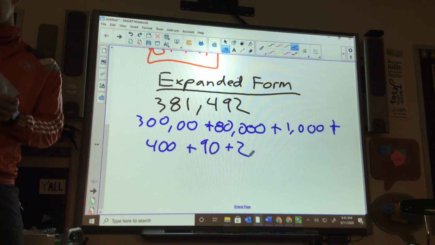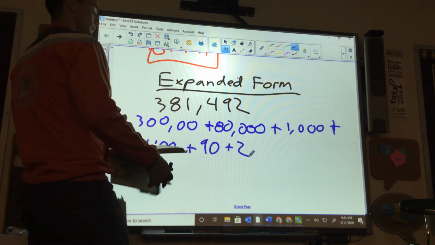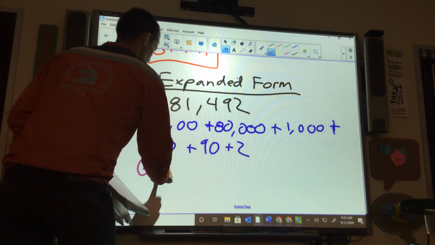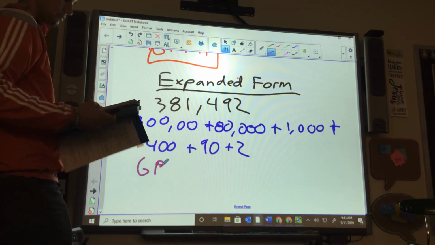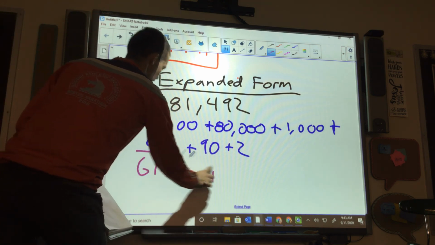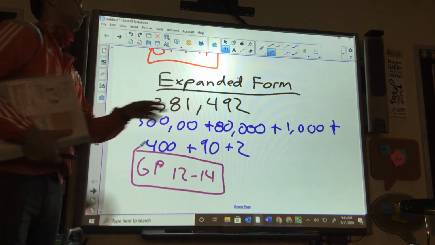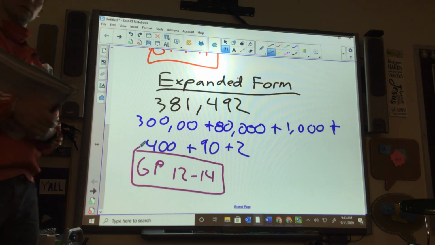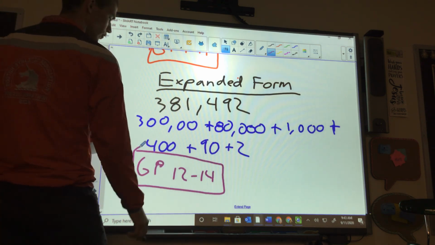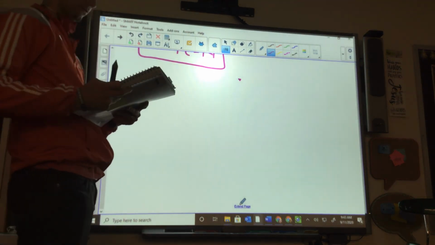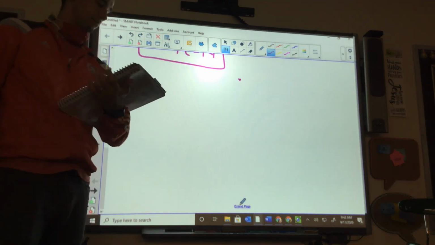So when you look at the guided practice on the bottom of page 17, if you're at home right now, you can do guided practice numbers 12 to 14. Those are practicing doing this for some problems in expanded form. And if you're done with those at home, now you can look on top of page 18. In class, we're already on the top of page 18.